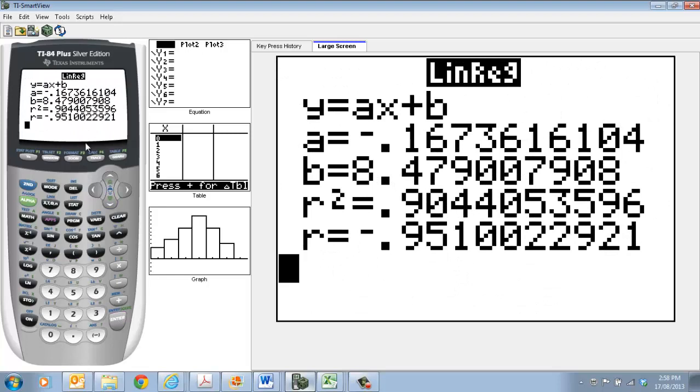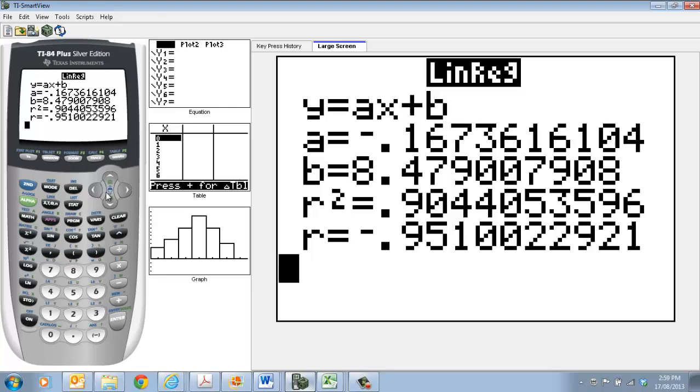Then we come down to calculate. It actually tells us all our values. It tells us what our correlation value is, and it tells us our Pearson value as well. So it's got a correlation of negative 0.95, but we've also got a correlation value of 0.90. Remember, that is a very strong correlation, just squeezing in that region. So it's a very strong negative correlation that we've got there.